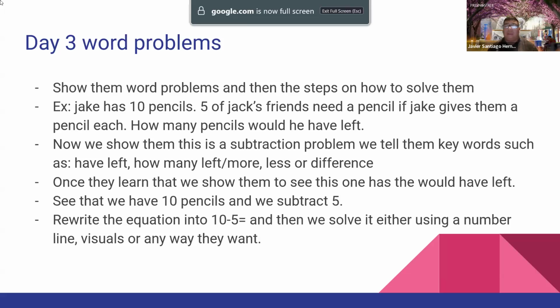So during day three, we talk more about word problems. We show them what a word problem is and how there are many steps to solving them. We would then show them each step individually so they can have a better understanding. For example, a word problem that I came up with was: Jake has 10 pencils and 5 of his friends need a pencil. If Jake was to give each of them one pencil, how much would he have left? To start, we will first go over what it is asking. He has 10, and then he is to give away 5.